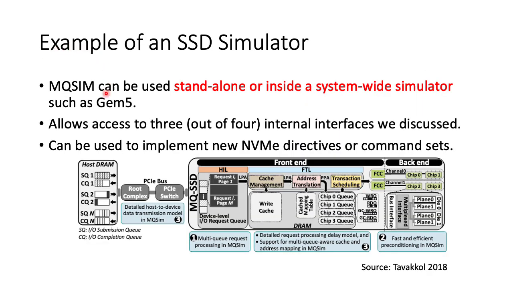MQSim is an example of a simulator at the device level. It is available on GitHub, and it can be used as a standalone device or as a device in a system-wide simulator. As you can see here, it models a number of internal details of an actual SSD. It gives us access to 3 out of 4 of our internal interfaces: caching, data placement, and channel scheduling. It doesn't work with the SEC, but we could include it if we wanted to. It is a full-fledged NVMe device, and it allows us to play with directives and command sets.